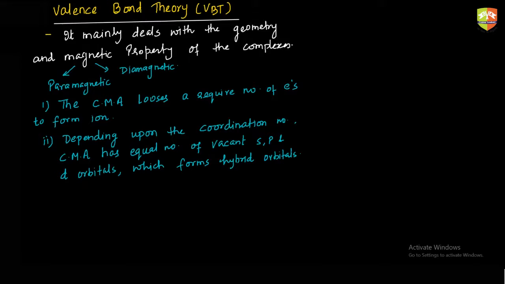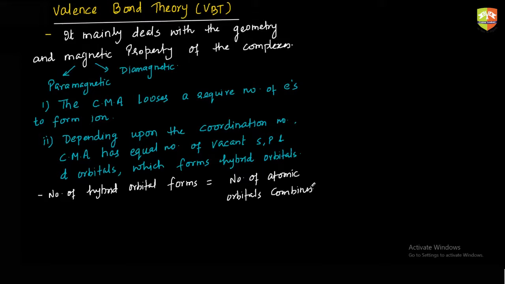The other thing is the number of hybrid orbitals formed is equal to the number of atomic orbitals combined. The number of hybrid orbitals formed is equal to the number of atomic orbitals that combine.